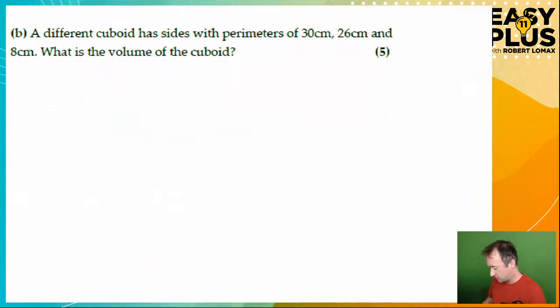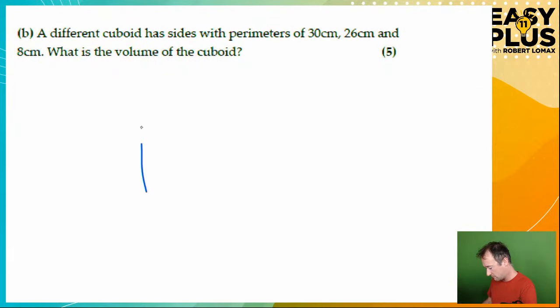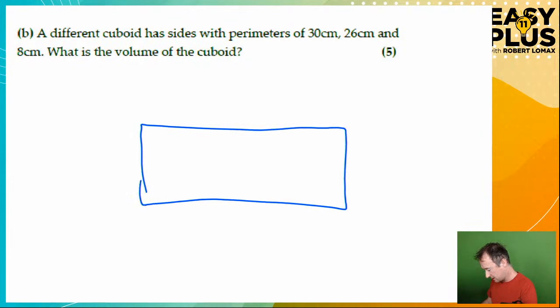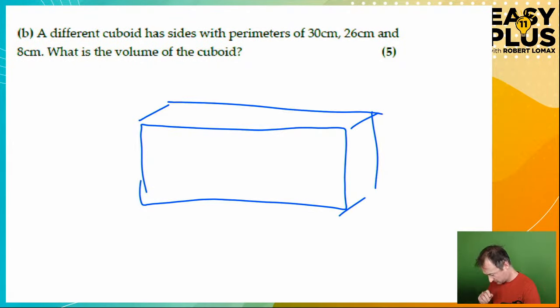Okay, a different cuboid, so let's sketch it quickly. Again, my masterful sketching comes into play. There we are. Isn't that a beautiful cuboid? Nothing's going to get out of there, honestly. Right, it's got sides with perimeters of 30, 26, and 8. What is the volume of the cuboid?